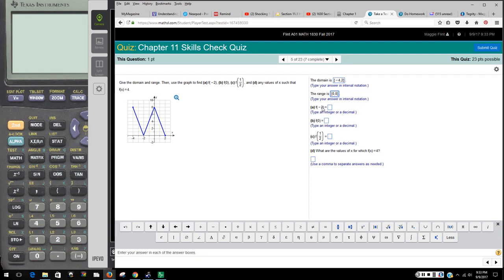And what is f of -2? Well, if you read the point right here at -2, that's saying the input, or the independent variable, is -2. The output, or the dependent variable, was 0. So f of -2 equals 0. What is f of 0? Well, here's 0 on the x-axis. So we read up and we see that when x is 0, f of 0, or y, is 8.